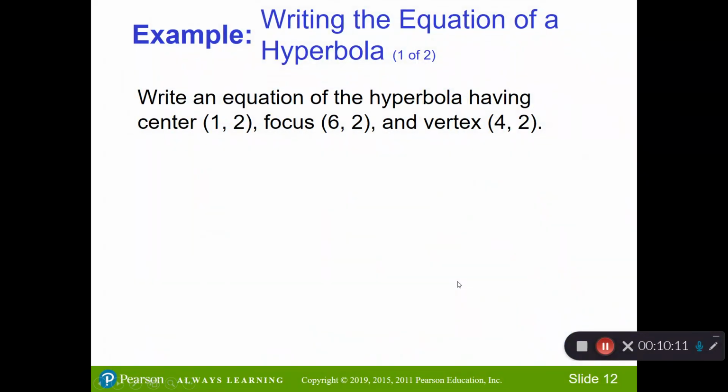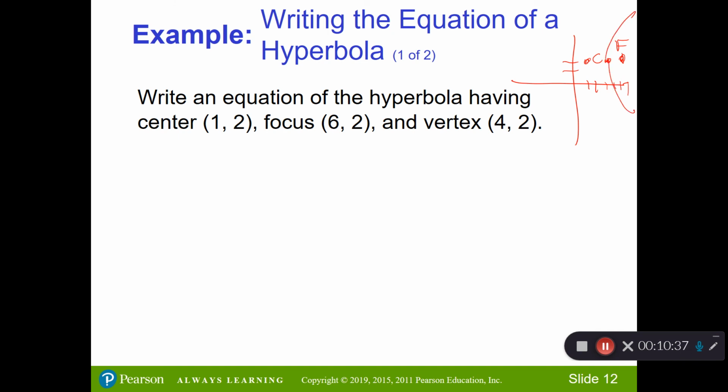Now let's write the equation of a hyperbola having a center at 1, 2. Okay, so 1, 2, there's my center. Focus at 6, 2. So 1, 2, 3, 4, 5, 6. There's my focus. And a vertex at 4, 2. 1, 2, 3, 4.